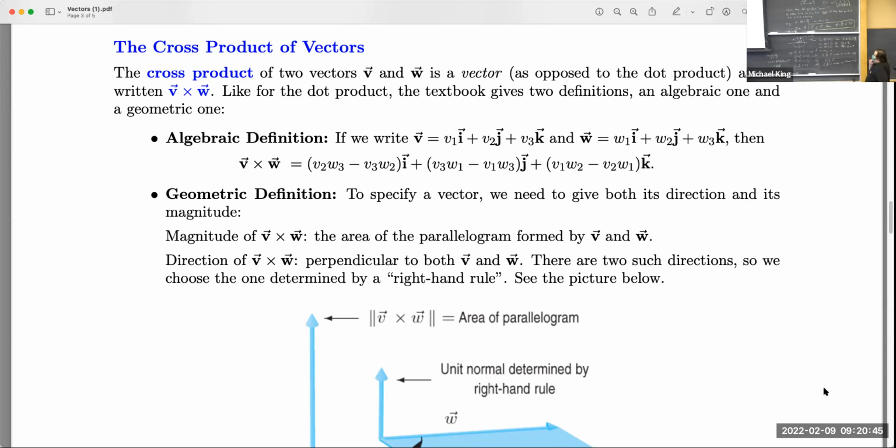And again, the book gives two definitions, an algebraic definition and a geometric definition. And the algebraic definition is very strange when you first look at it. You see this, so the components of V are V1, V2, V3, the components of W are W1, W2, W3, and then you get this weird formula. And there's some structure in this formula, and we'll talk about it.